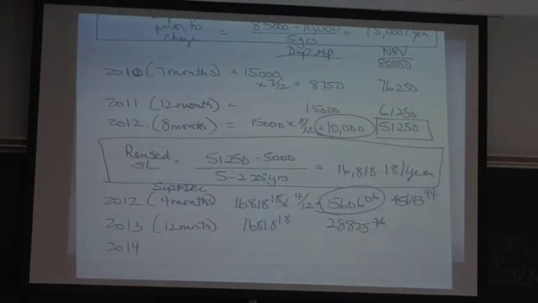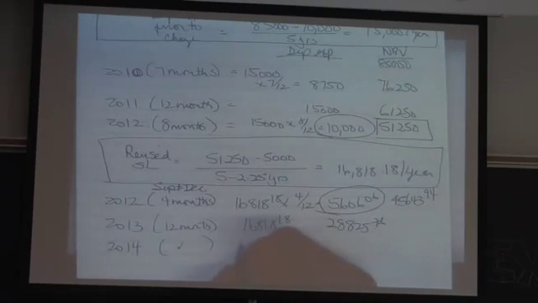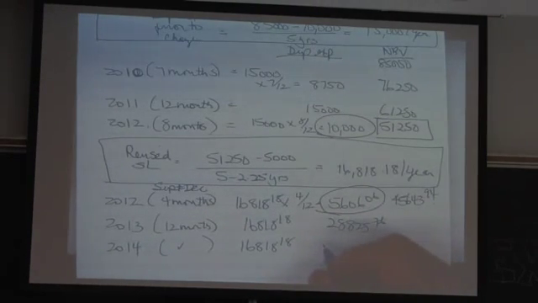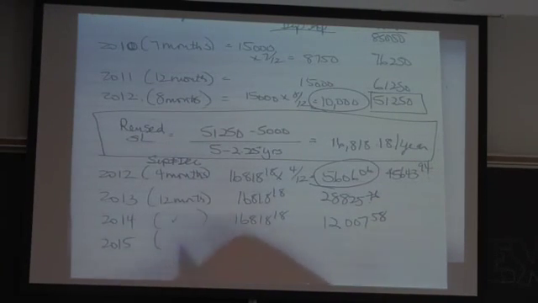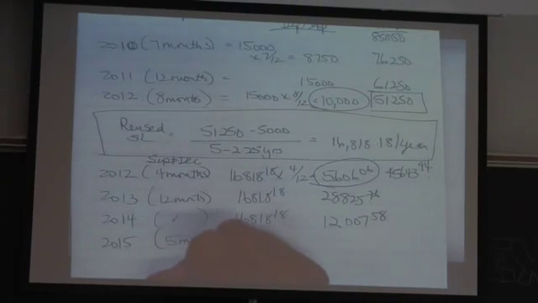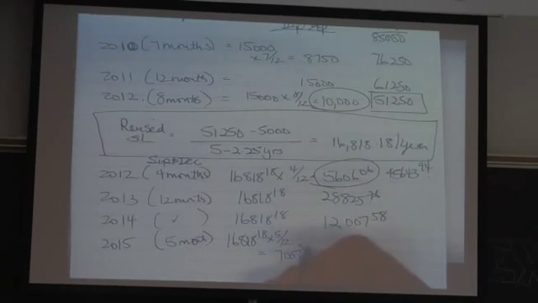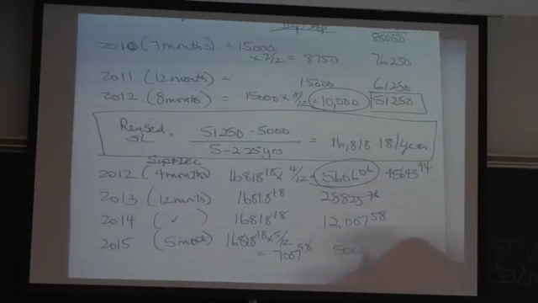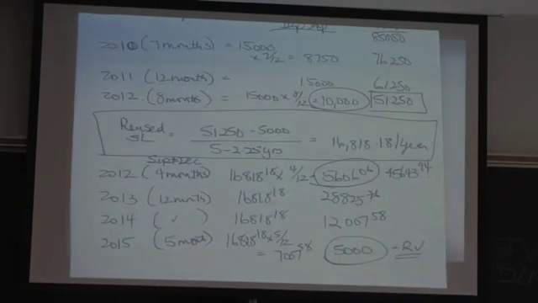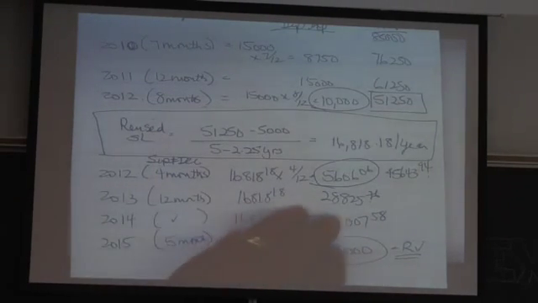2014, it's 12 months as well. Net book value is going to be 12,007.58. And 2015, we know there's only 5 months because that gives us the 5-year period. And 5 months is going to be 16,818.18 times 5 over 12. That gives us 7,007.58. Net book value is 5,000. And we know that has to equal the residual value at the end of its useful life. Now, under the double declining balance, you'll see that we're going to do the same thing.